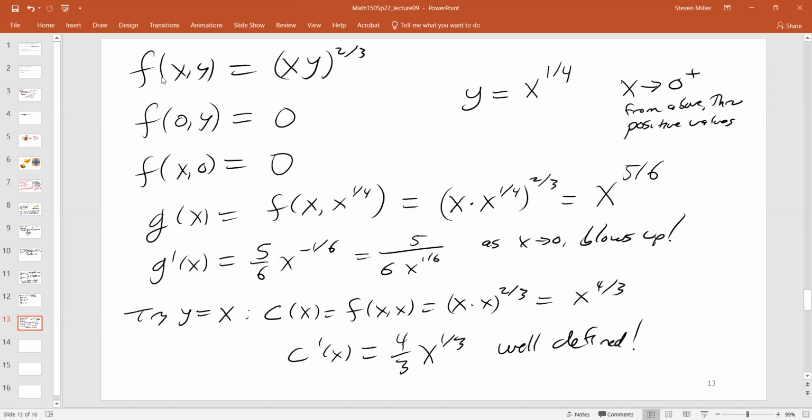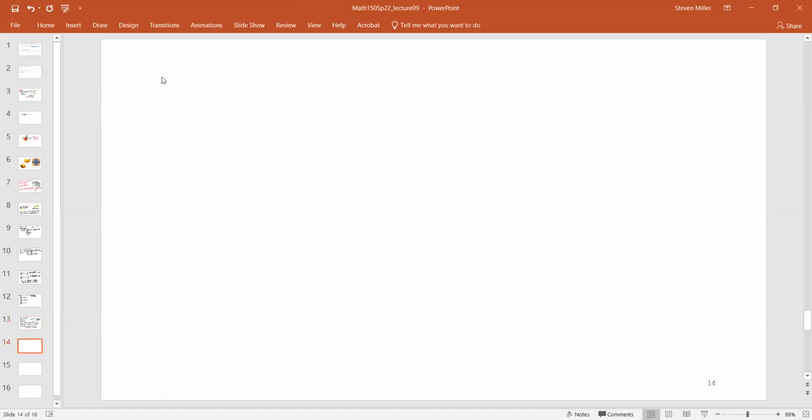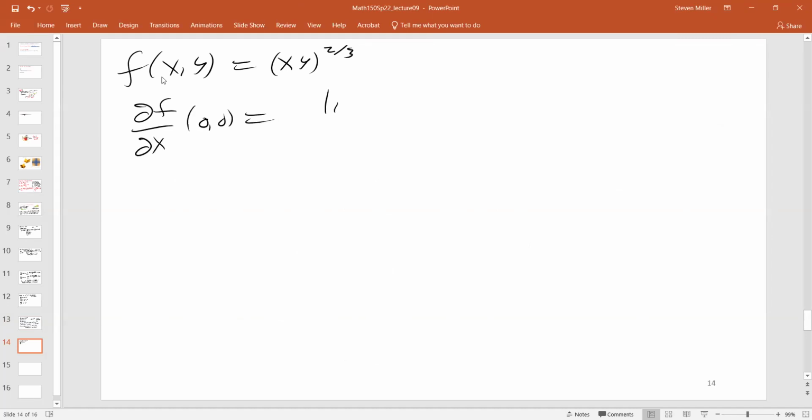Let's expand out about this a little bit more. Let's look at f of x, y is (xy) to the 2/3. Let's look at df/dx at 0, 0. So this is the limit as h goes to 0 of f of 0 plus h, 0 minus f of 0, 0, over h. What is f of 0 plus h, 0 equal to? It's equal to 0. And what's f of 0, 0 equal to?